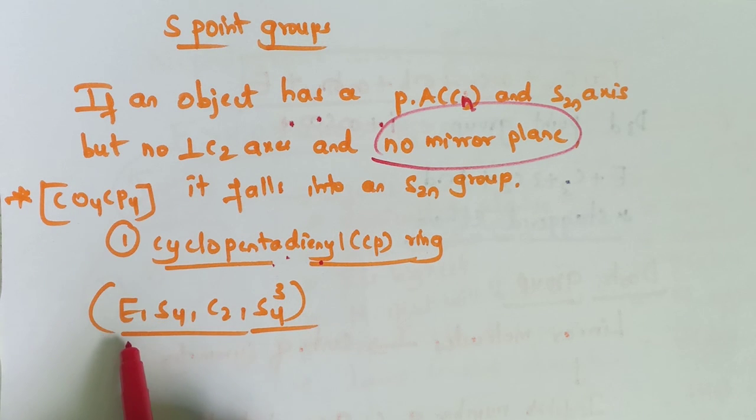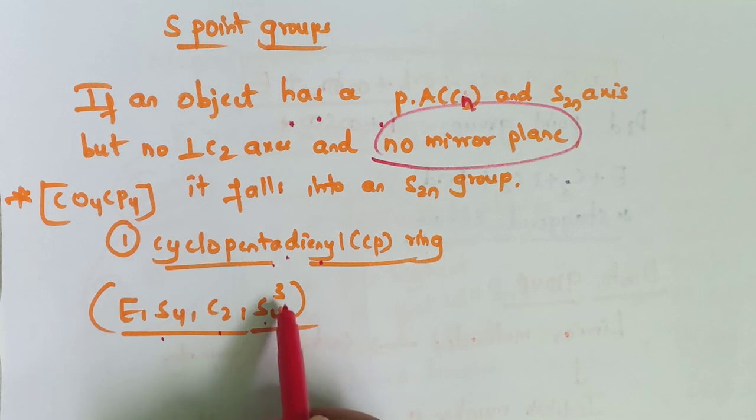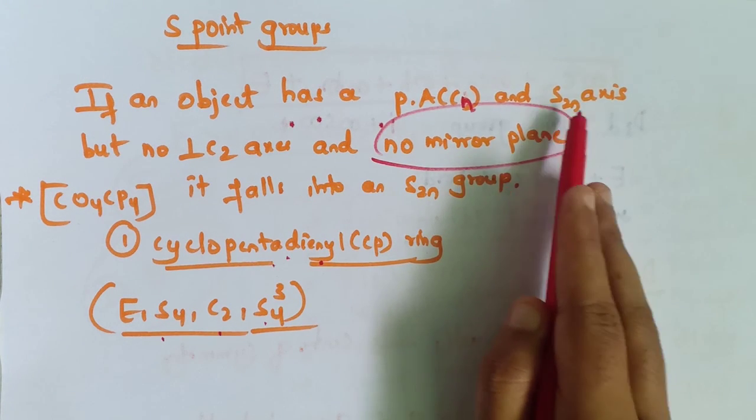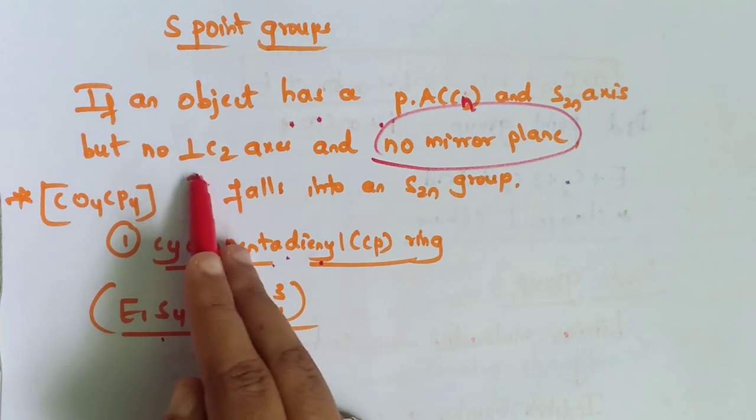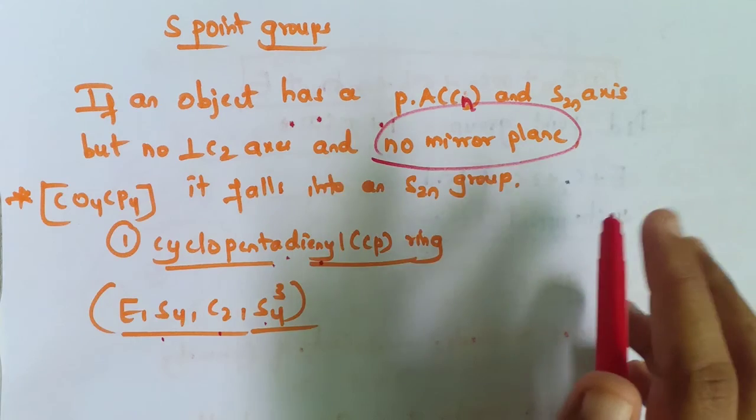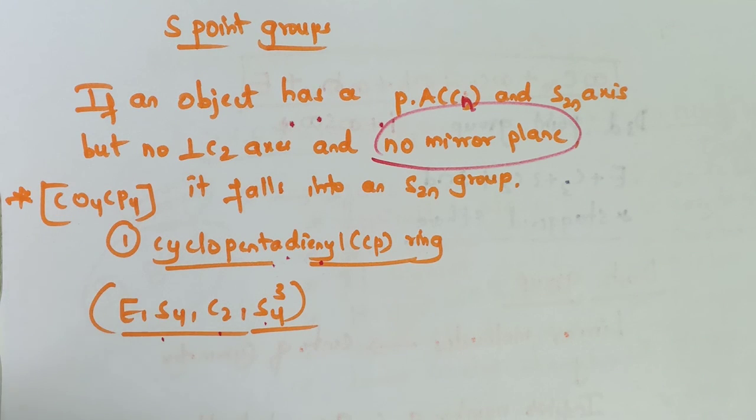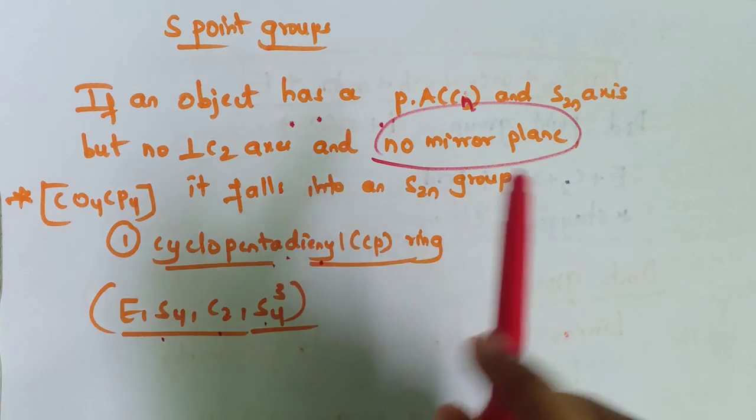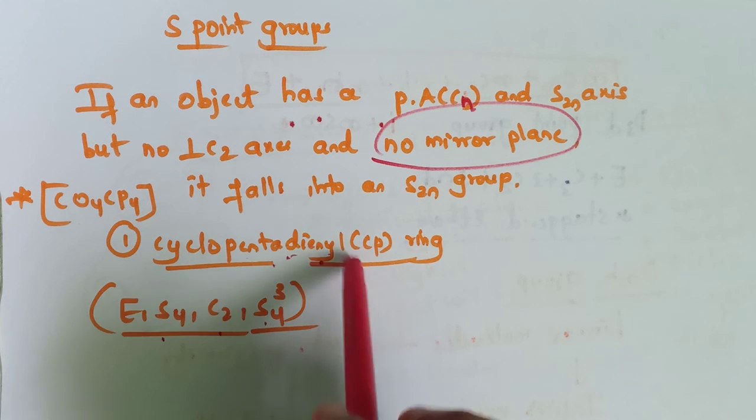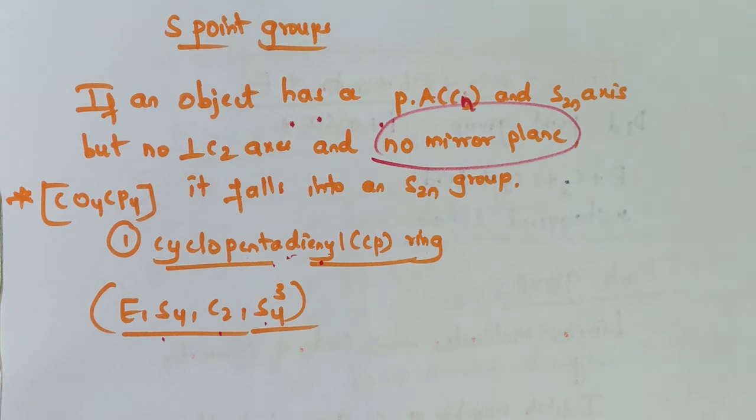The symmetry elements present are E, S4, C2, S4 cube. See, if an object has a principal axis and an S2n axis but no perpendicular C2 axis and no mirror planes, then it will fall in the category of the S2n group. The example is CO4 Cp4. It is cyclopentadienyl, that is the Cp ring. This is about the diagonal planes and these S point groups. This is very difficult to understand. I hope you understood it very well.